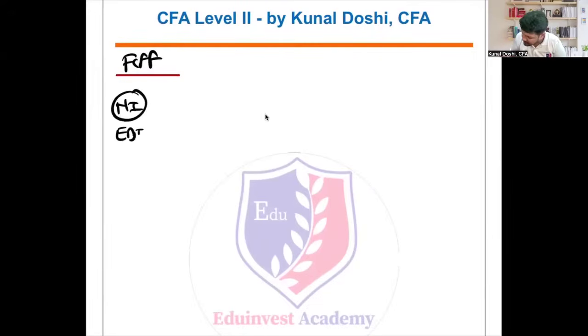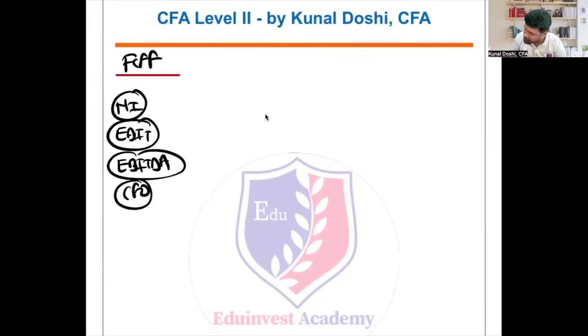Then we will use the EBIT approach or operating profit approach. Then I will use the EBITDA approach. And then I will use the operating cash flow approach. All of the four approaches basically to find the FCFF. Okay, eventually all of them are going to give me FCFF.